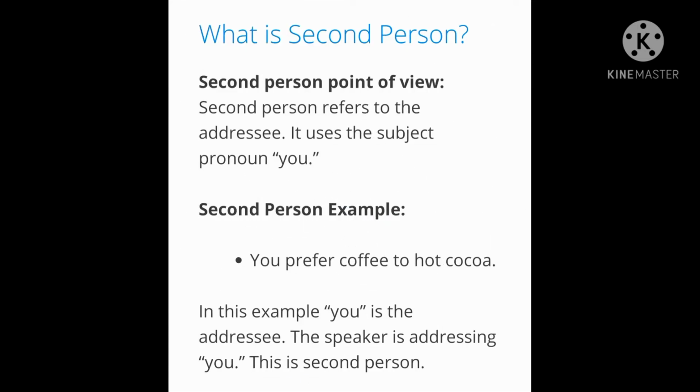What is second person? Second person refers to the addressee. It uses the subject pronoun you. Say for example, you prefer coffee to hot cocoa. In this example, you is the addressee. The speaker is addressing you. So you becomes the second person.